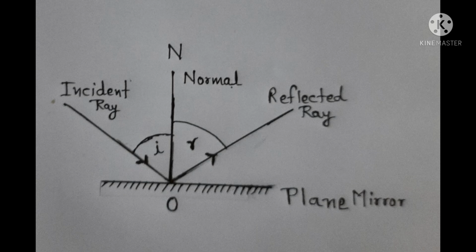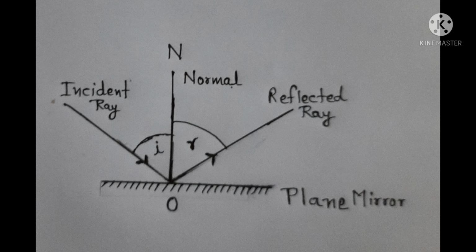You can see in the figure, children. First we take the incident ray. A ray of light moving towards the surface is called the incident ray. Second is the point of incidence. It is the point on the surface where the incident ray strikes. Third is the normal. In this figure it is denoted by ON. It is an imaginary straight line which makes an angle of 90 degrees with the surface at the point of incidence.